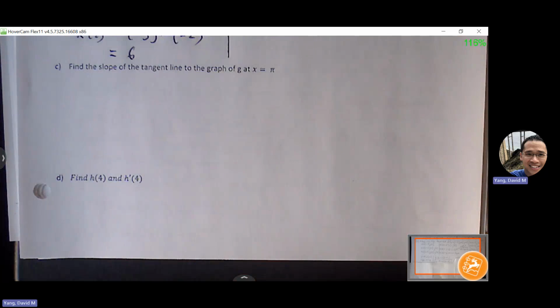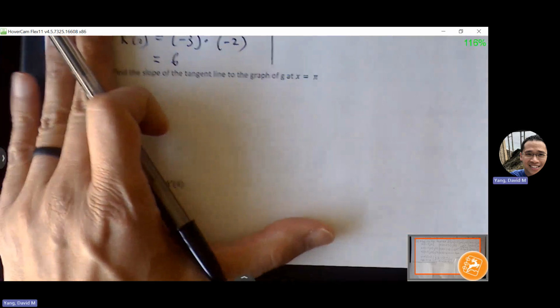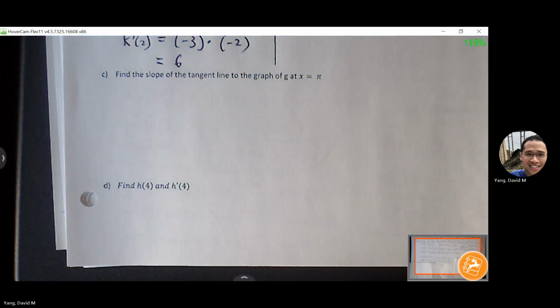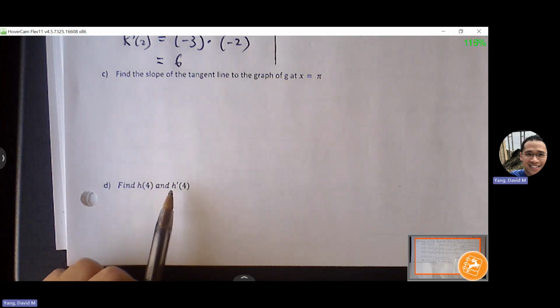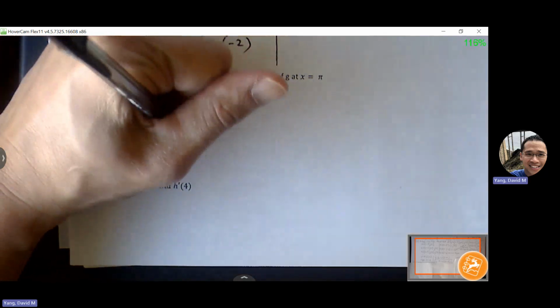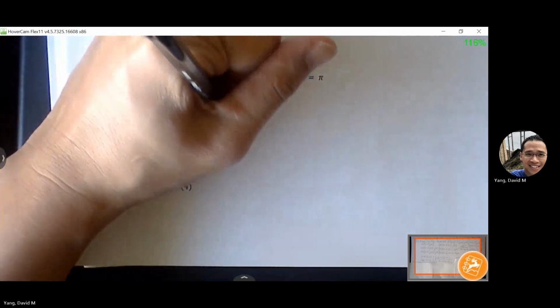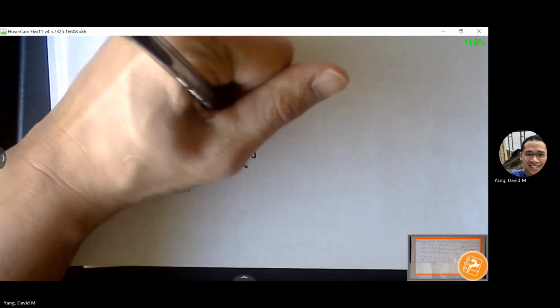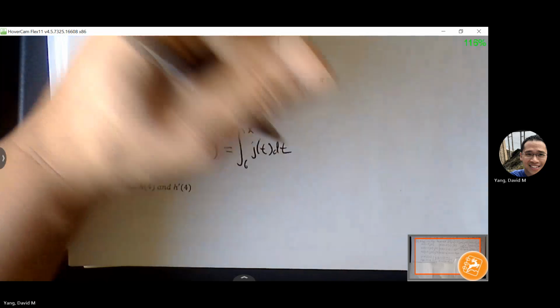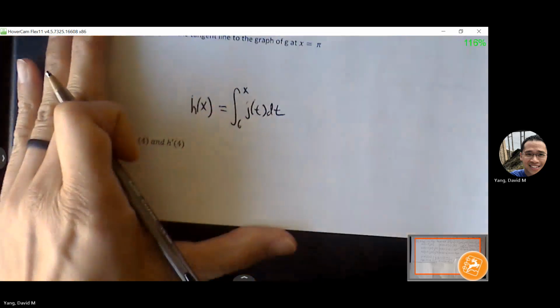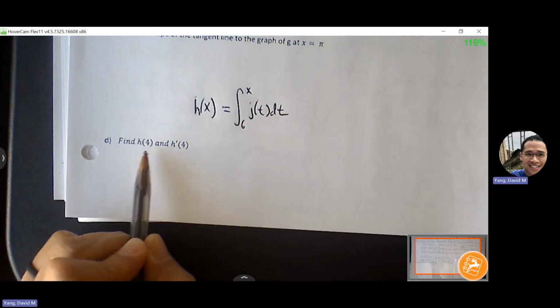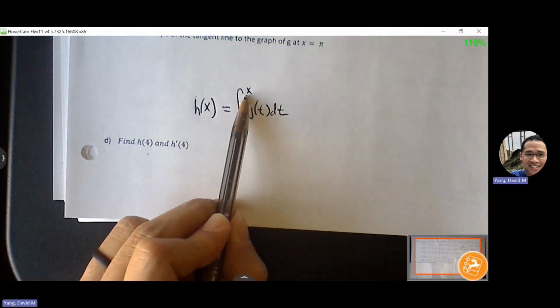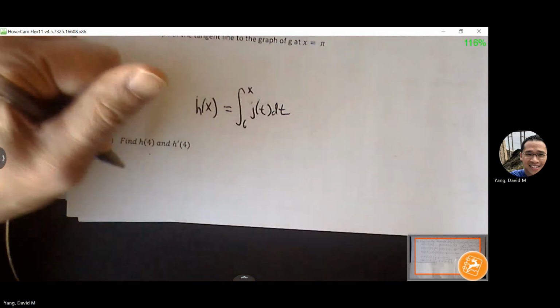Okay, are we okay? A through C? Any questions? Okay, part D. Part D says find h of 4 and h prime of 4. So let's look at what h of x looks like. So h of 4 is simply replacing the x with 4.